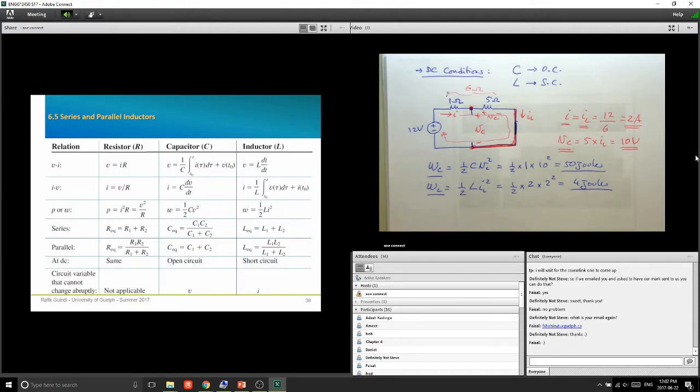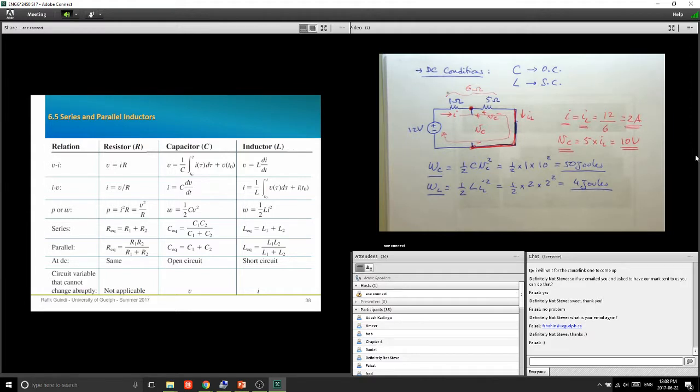I have a table here. And in this table, I put all of the results that we had. I'm comparing here the voltage-current relationship and the current-voltage relationship and all the other things, power and energy and how you combine them, series and parallel and so forth. I'm putting in this table, I'm comparing resistors with capacitors with inductors.